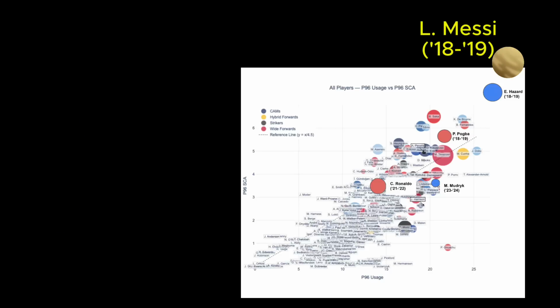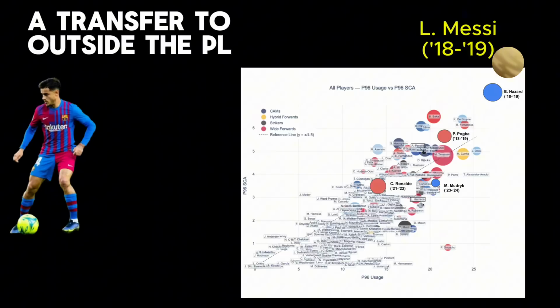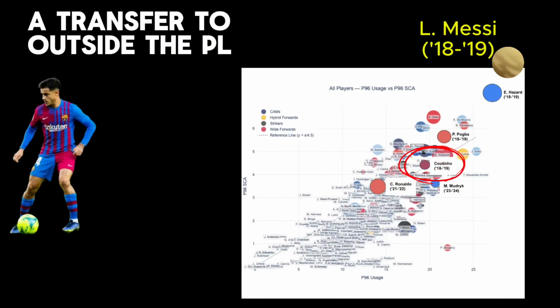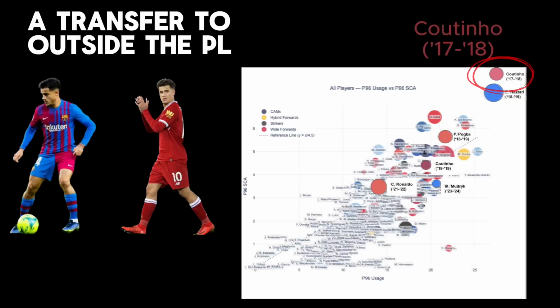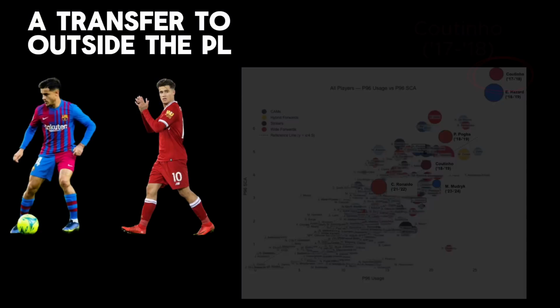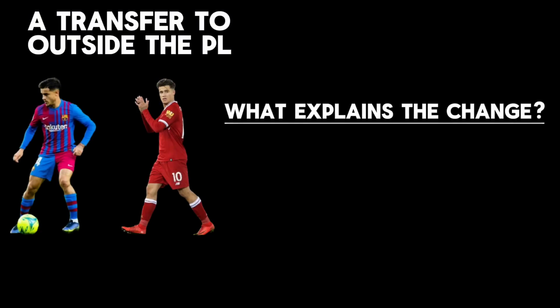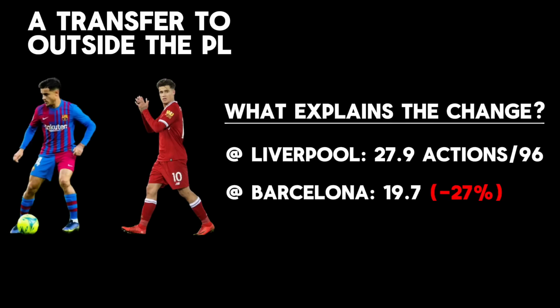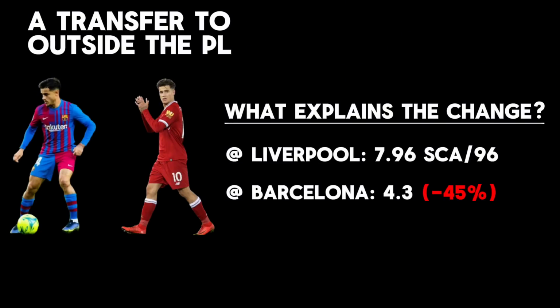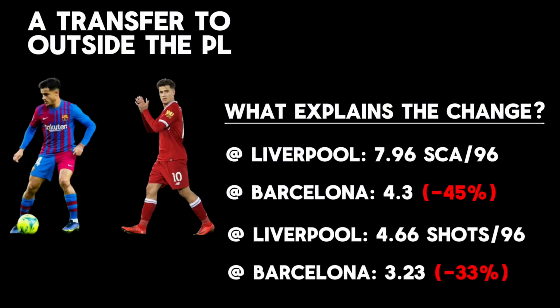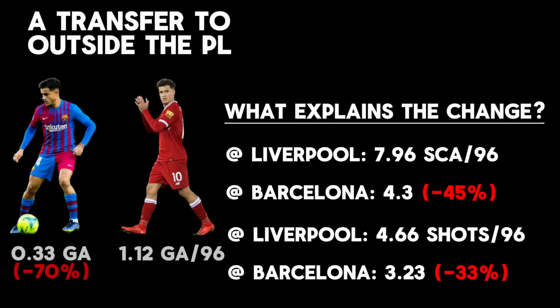Let's look at his teammate from that season, Philippe Coutinho. Here's Coutinho at Barcelona in 2018-19. And here's the other Coutinho at Liverpool just one season before. What explains this change? Sure, he didn't use the ball as much. His usage went down about 27%. But his creativity went down 45%, his shots went down 33%, and his actual end product went down 70%.